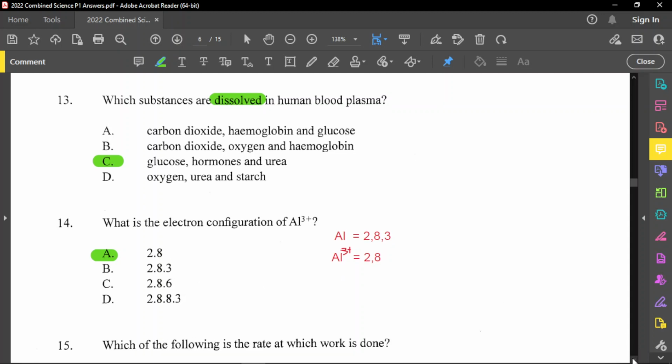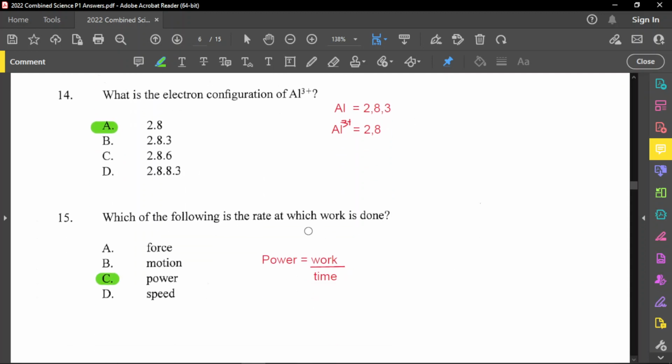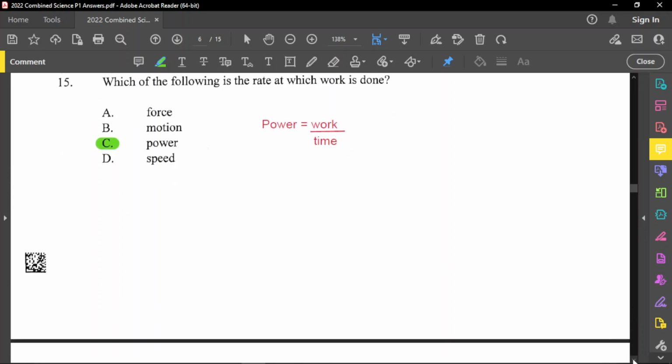All right, let me jump into question number 15. It says, which of the following is the rate at which work is done? And so the rate at which work is done is actually power, because power is equal to work over time, and time is the rate for doing that amount of work. So C is correct for 15.